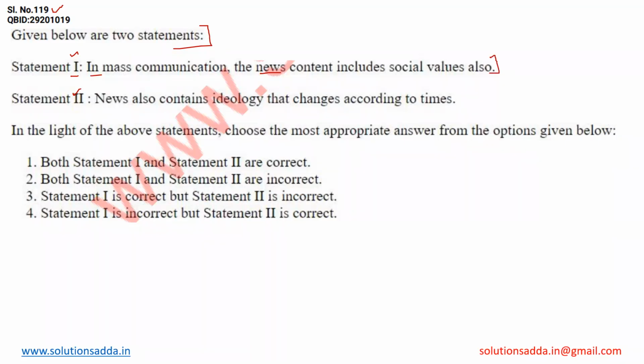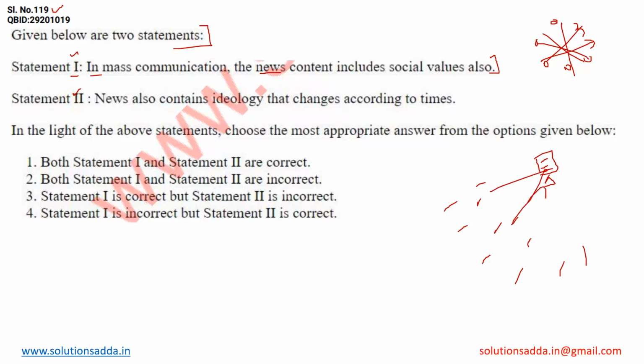In mass communication, a large number of people communicate with each other. Another way of looking at this is a TV channel on which news is broadcast, where a mass of people are watching the news. The news content includes social values as well, and they have to follow some ethical principles whenever they deliver the news on the channel. So statement 1 is true here. And statement 2 says that news also contains ideology that changes according to the time.